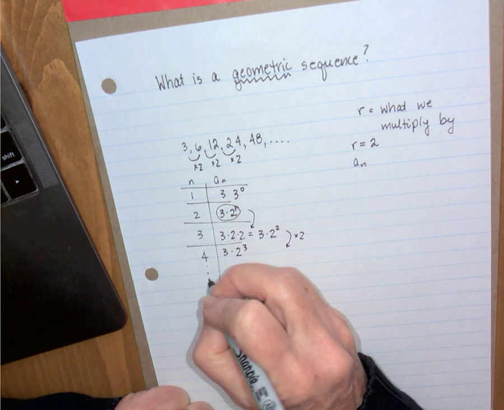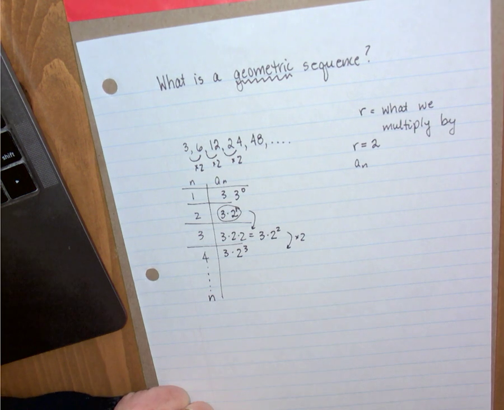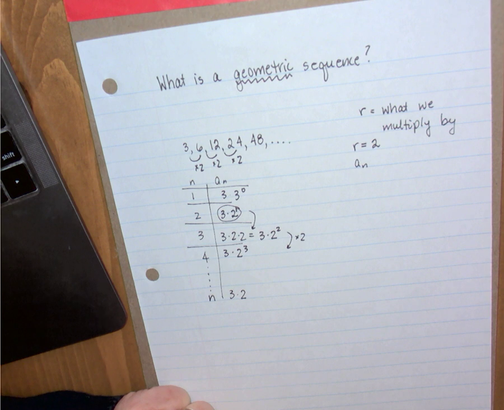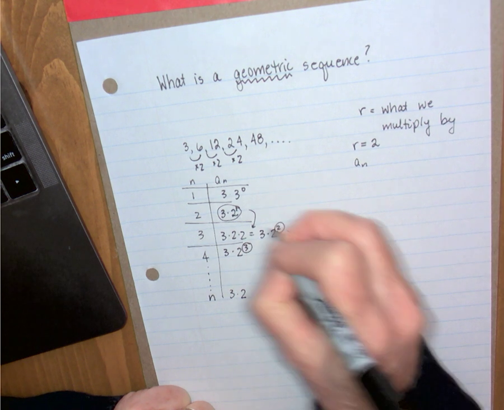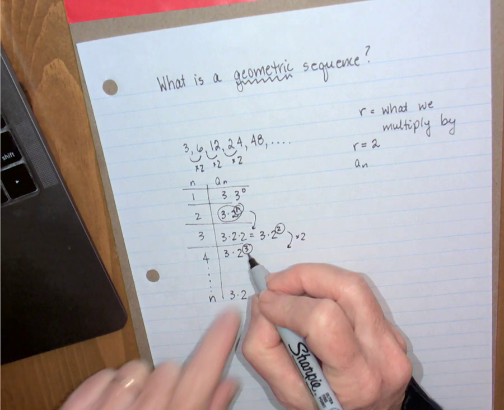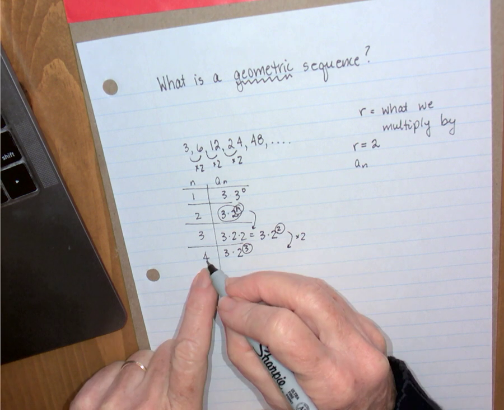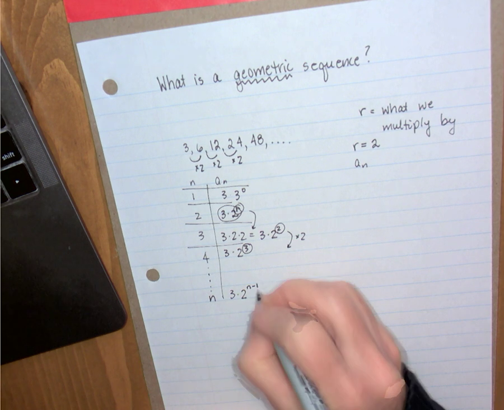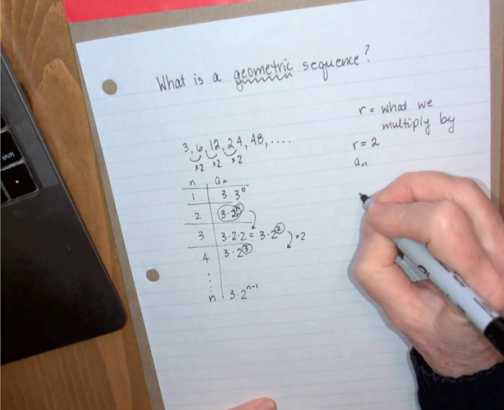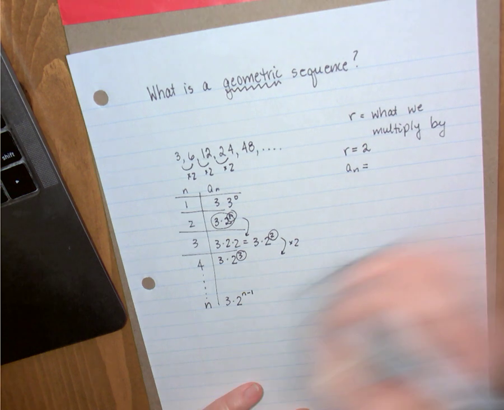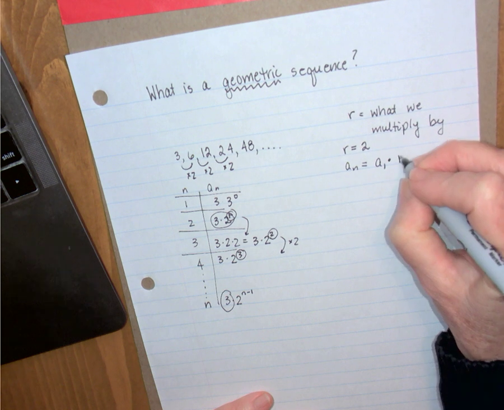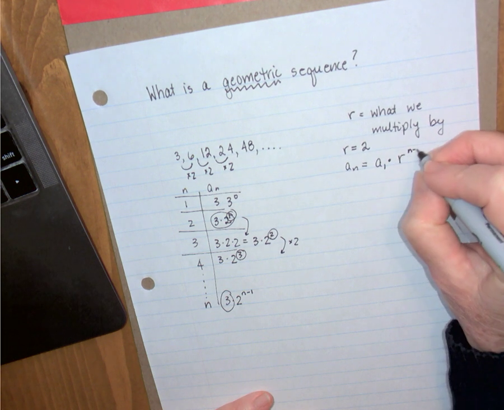So by the time we get to thinking about what happens if we just have a plain old n here, we know we're going to have a 3 times 2 to the something. And then we just need to figure out what's the rule for that exponent there. And what I can see is that 3 is 1 less than 4. And 2 is 1 less than 3, and so forth. So if we have n here, this is going to be n minus 1. So A sub n is going to be, our rule is always going to be our first term, A sub 1, times whatever r is to the n minus 1.